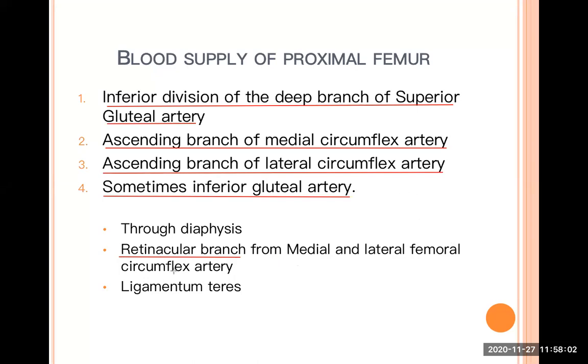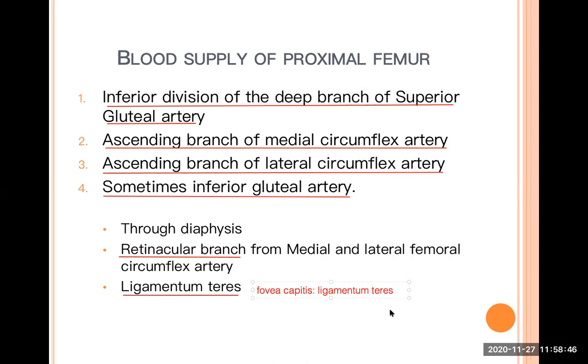Now the head of the femur is getting blood supply from some other sources as well. One of that is known as ligamentum teres. Now if you pay attention here, in the head of the femur, exactly at the center of the head of the femur, there is a slight depression. That is known as fovea capitis. Fovea means depression. In that fovea capitis a ligament is attached, that is known as ligamentum teres.